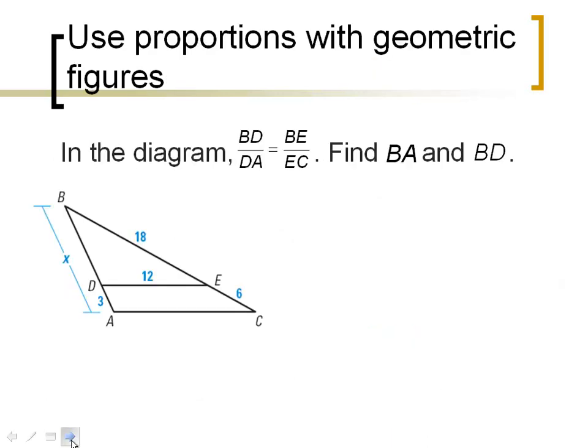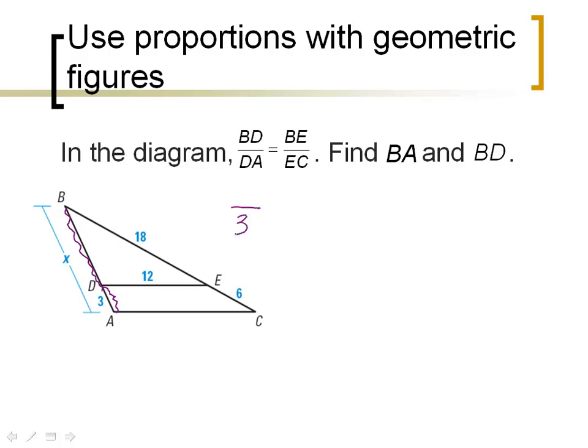So looking here, use proportions with geometric figures. It says in the diagram, BD over DA equals BE over EC. Now remember, when we've got 2 capital letters with nothing above them, it means the distance from B to D over the distance from D to A. So BD is right here, okay, and DA is right here. Well, DA, that's an easy one.